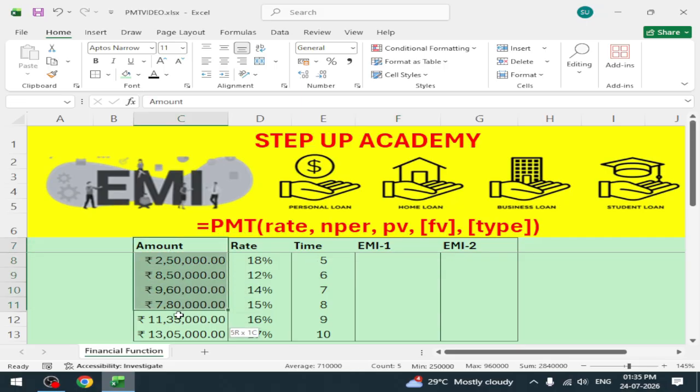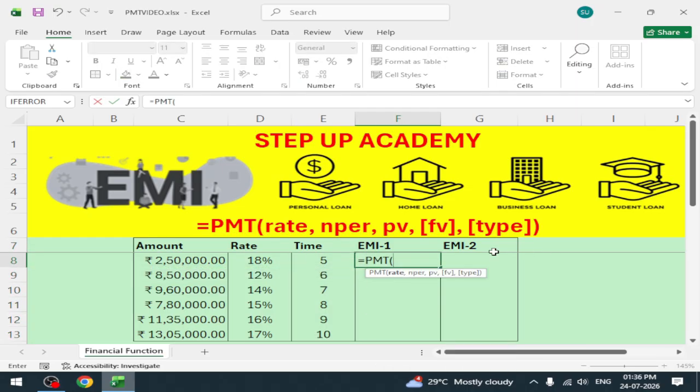Now we have some data that includes the amount, rate, and time. Firstly, we apply the simple PMT function. We just type PMT, then the rate of interest divided by 12. Now put a comma and select your time, which is multiplied by 12, which converts the time into months. Then simply put a minus, that is a negative amount that has been credited. You have to return this amount after a certain period of time. So we need to select the amount with a minus sign, and now we simply press enter.